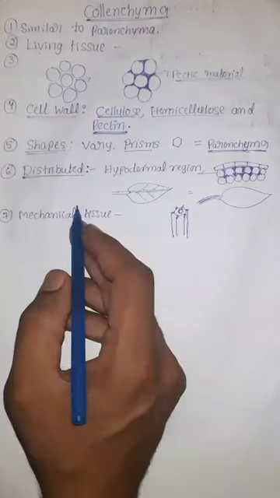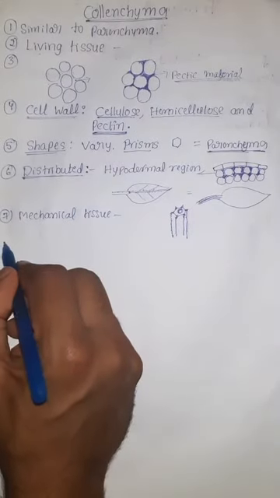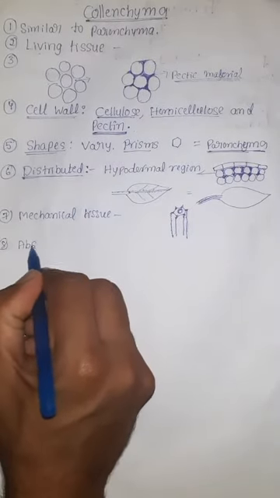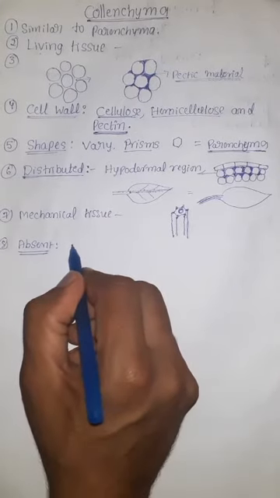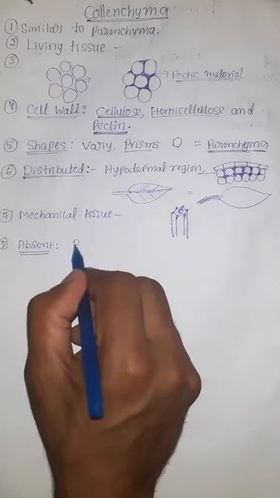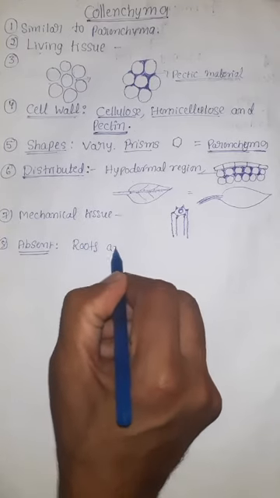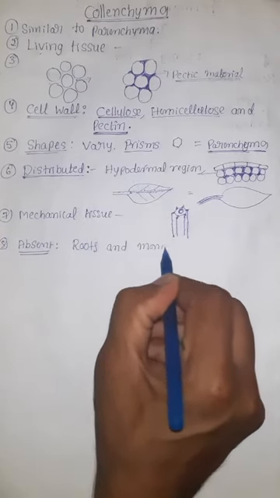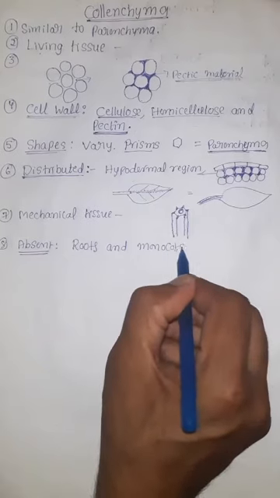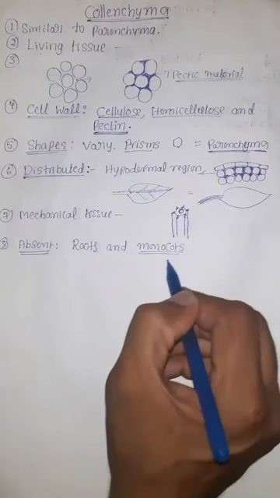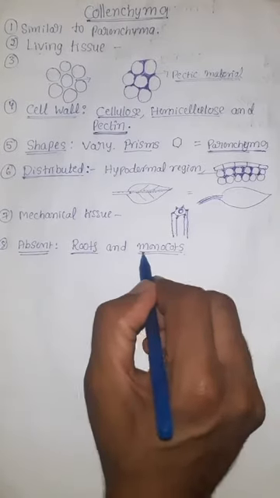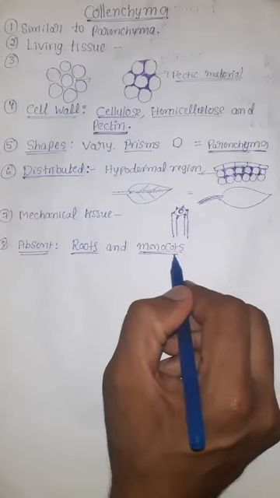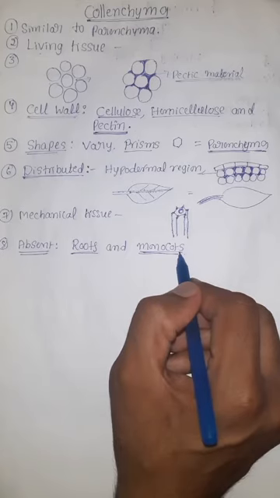And next, where is it absent? Collenchyma is completely absent in roots and monocot plants, or monocots. Collenchyma is absent in roots and monocots. It is also a very important point.